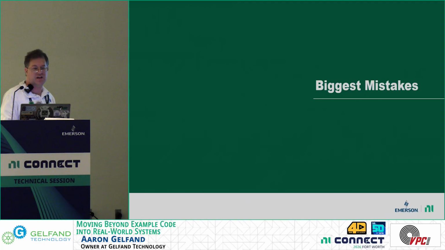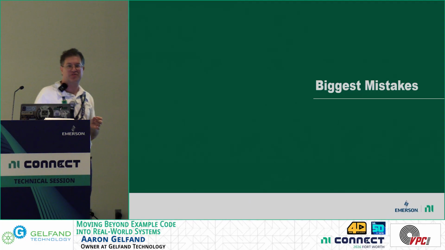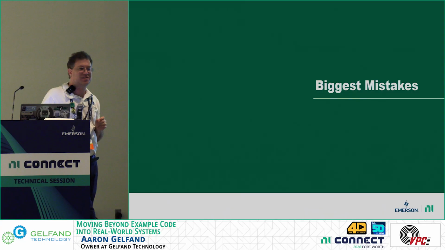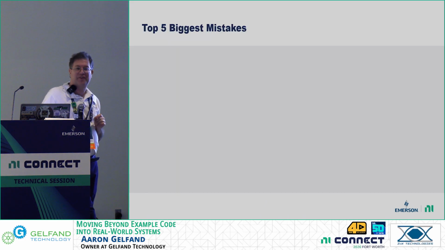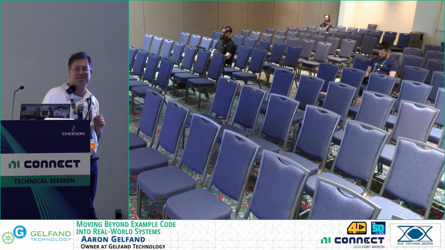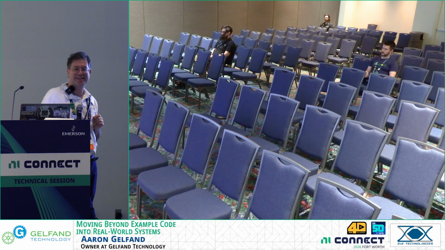So when we're talking about examples, what are the biggest mistakes people make with using NI examples from Example Finder? What are the top 5 biggest mistakes? Any guesses? No one?